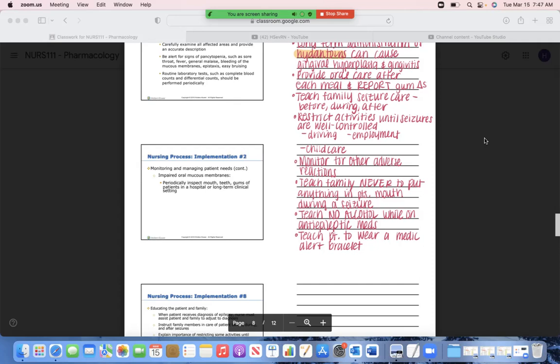We also want to monitor for any of the other adverse reactions and try to manage those as best as possible. Teach the family never to put anything in the patient's mouth during a seizure. That's no good, right? And then no alcohol while on anti-epileptic meds. And then lastly, a medic alert bracelet. Really important for your client to wear one of those because it's going to tell the EMS if they arrive on the scene that this is an epileptic patient, and they'll know how to handle the client better than if they just show up and the client's unconscious or convulsing and they might think it's something else, right?